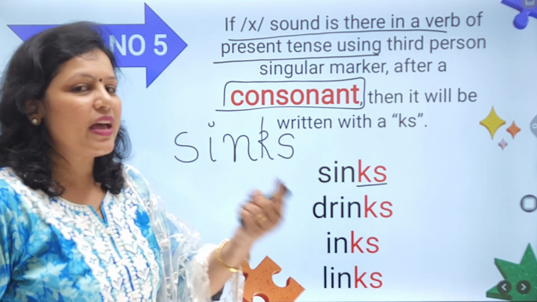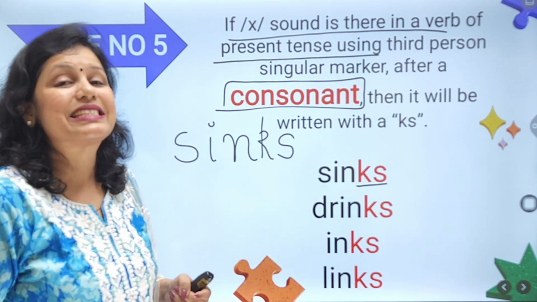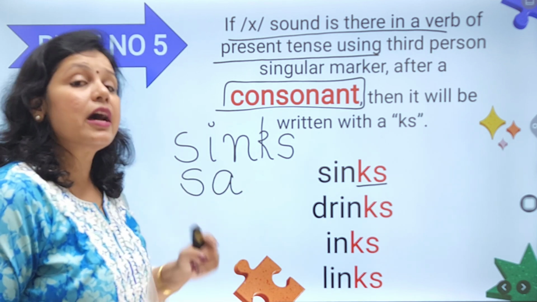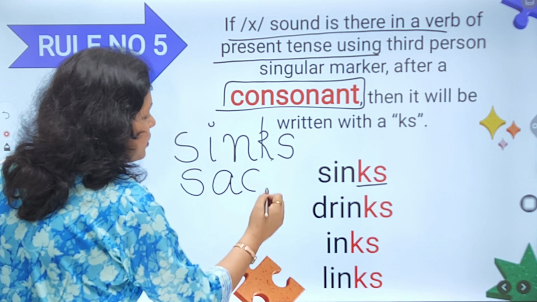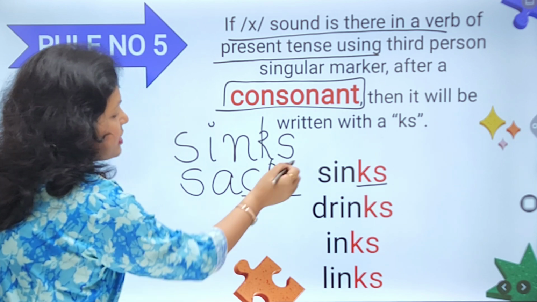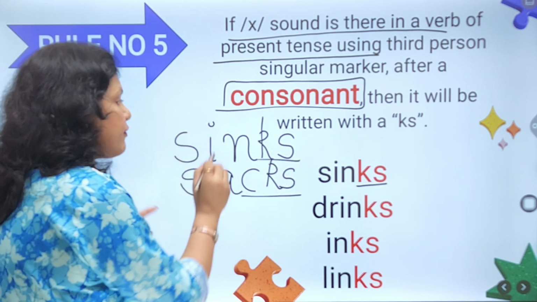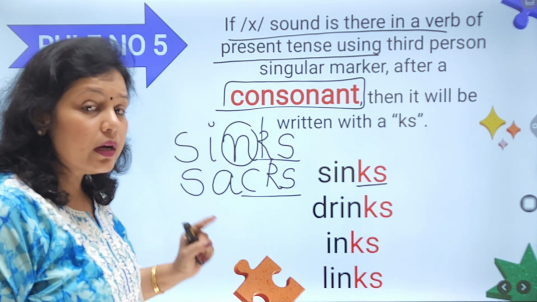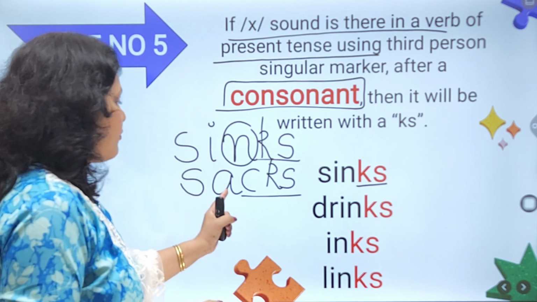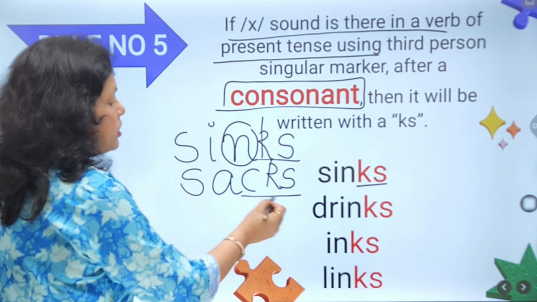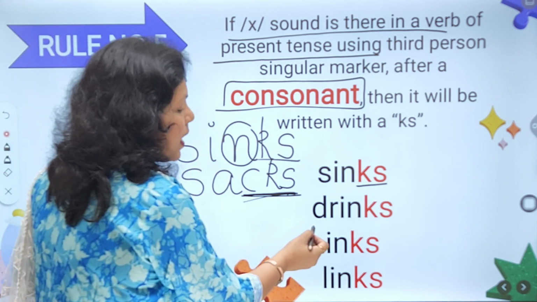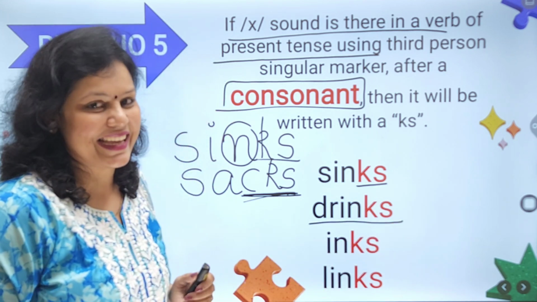But if N is not there, what will you write? Like if I say sax, then A is a short sound. That is why you will write CKS. So this difference is very clear: if the sound is after a consonant, or it's a verb, then you write KS. If it is coming after a short vowel sound, you will always write CKS. And that is why in drinks we don't have CKS at the end.